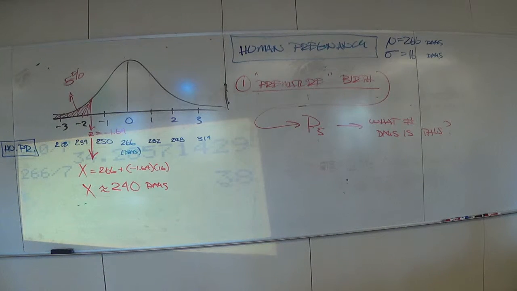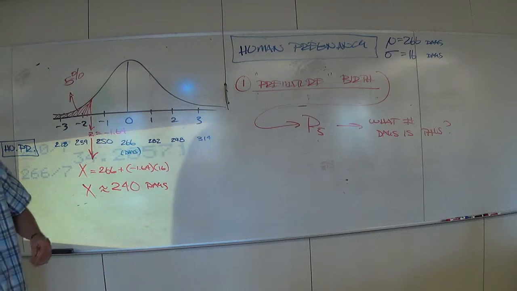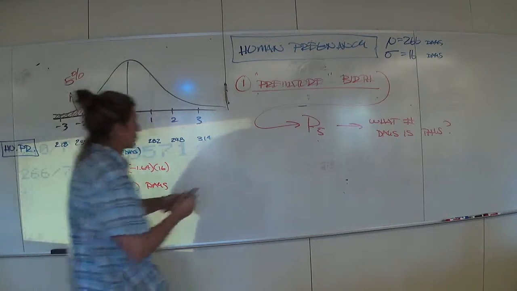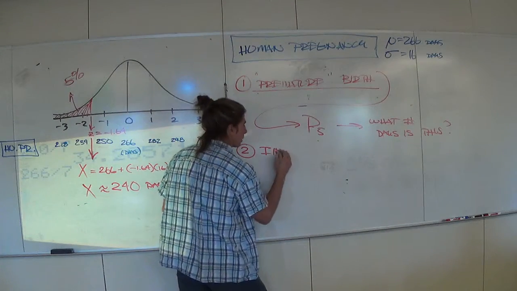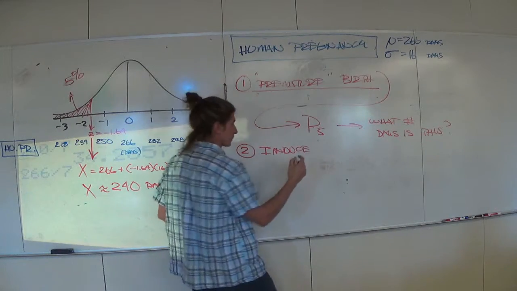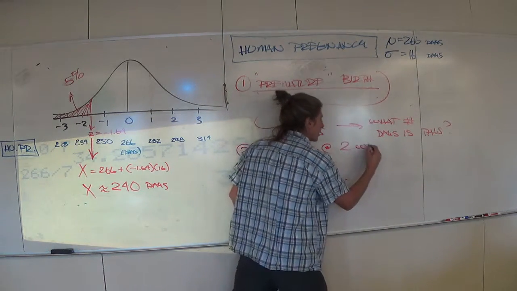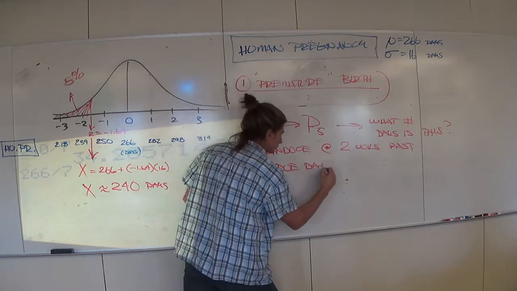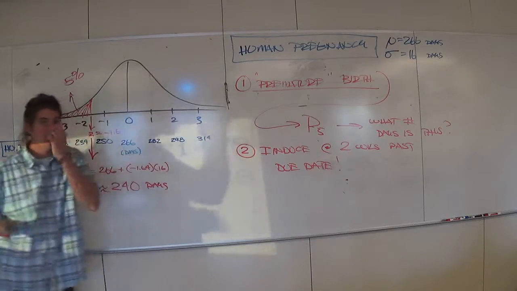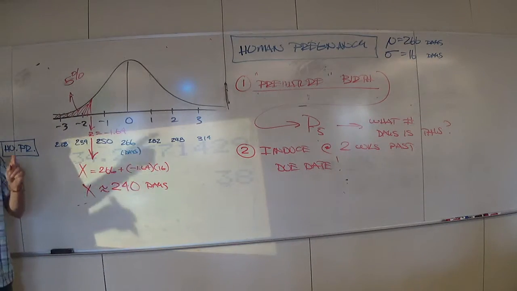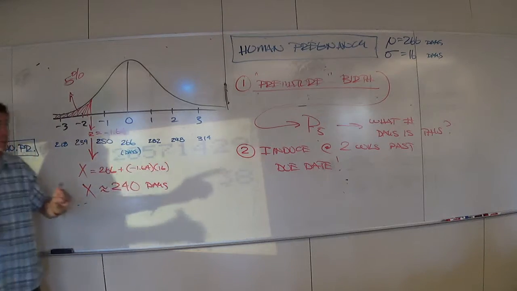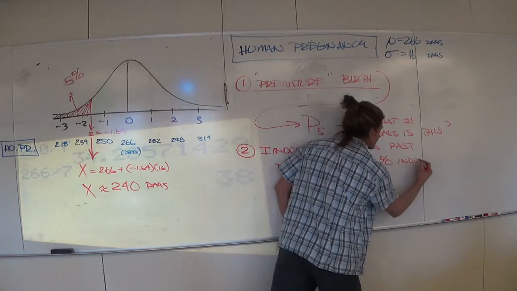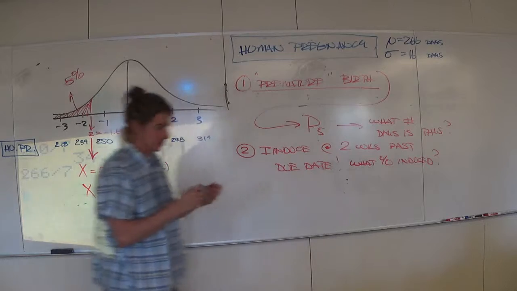Thank you. So let's figure this out. By my research, let's see how it sinks in with my experience. By my research, we induce at 2 weeks past the average due date. That's my research. What I want to know is, what percentage of pregnancies get induced by that definition?